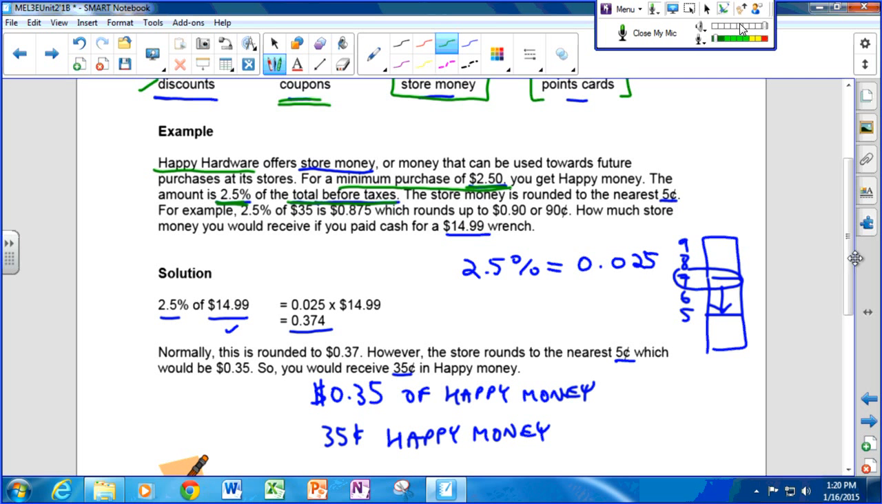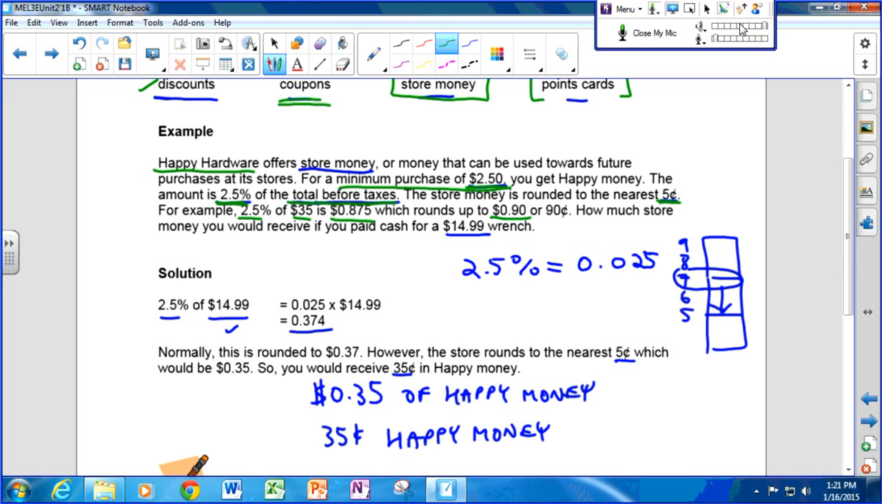So the other catch, and watch this: the store money is rounded to the nearest 5 cents. Okay, so be careful with that. So 2.5% of $35 is 87.5 cents, or 0.875 dollars, and they're going to round that to the nearest 5 cents. So they're going to round the 5 up.